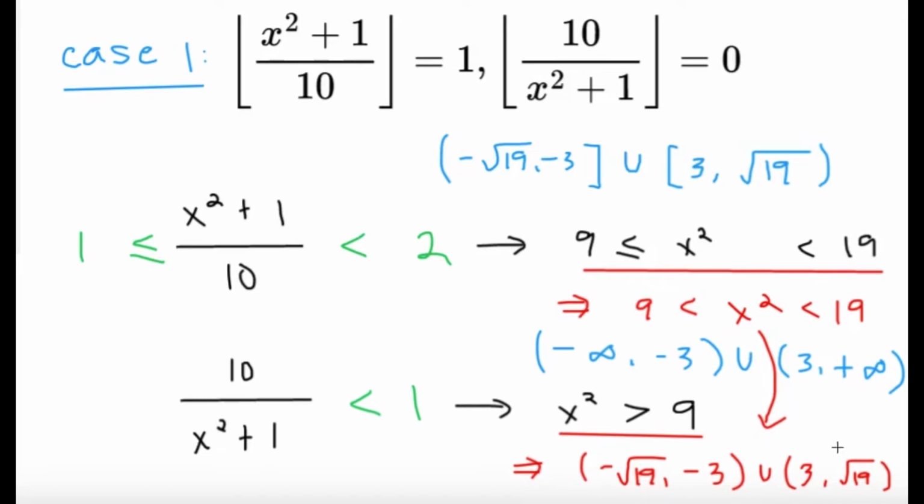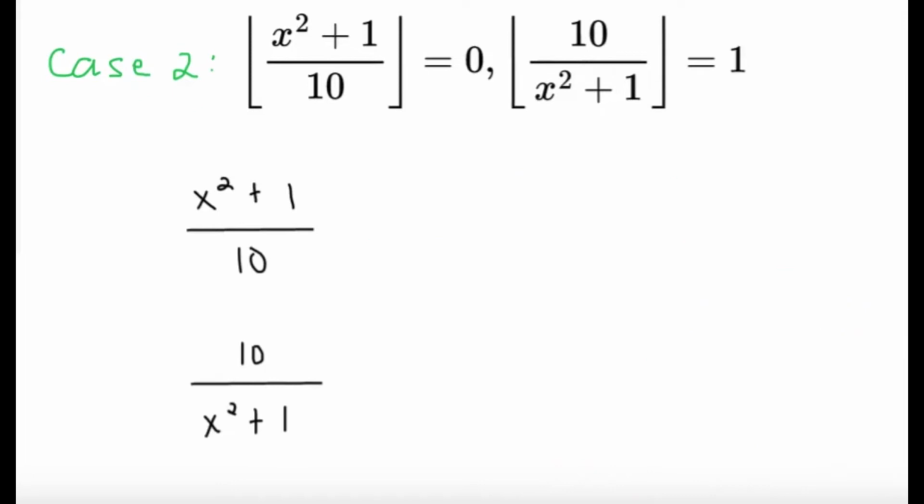We have this range of values for x. Now for the second case, we're going to do something similar. So for case 2, we want the floor of x squared minus 1 over 10 to be 0. So again, technically we can write the greater than or equal to 0 case, but we know that's always true because it's positive. So we just focus on this being less than 1. And then here it's going to be similar to the first one, greater than or equal to 1, then less than 2.